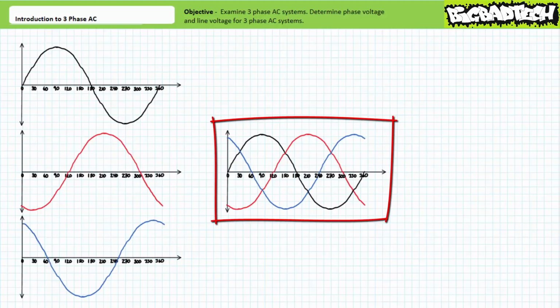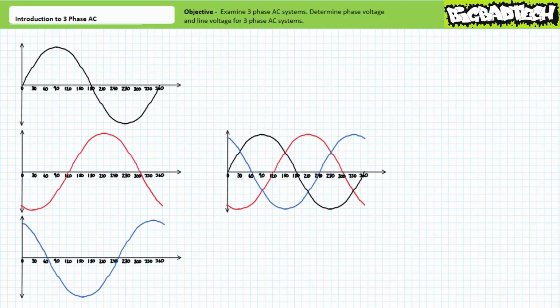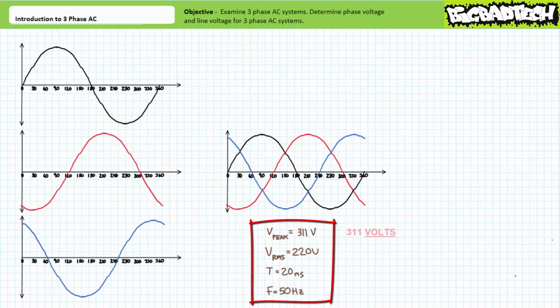This is admittedly a little busy. However, it should be apparent that each waveform is essentially identical, only it's shifted by 1/3 of a full cycle, or 120 degrees. Let's assume each voltage waveform peaks at 311 volts and repeats itself every 20 milliseconds. A peak value of 311 volts corresponds to an effective or RMS value of roughly 220 volts. A period of 20 milliseconds corresponds to a frequency of 50 Hz.